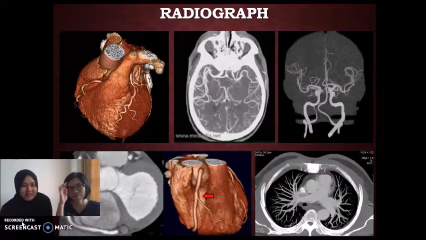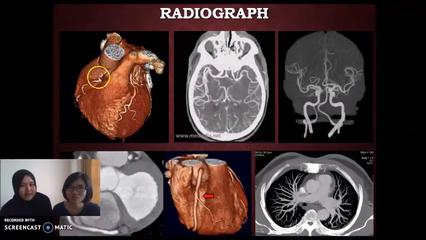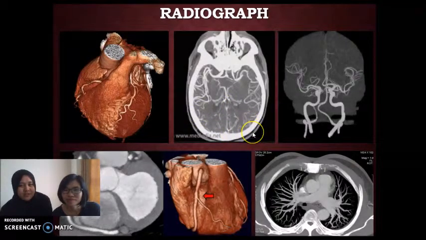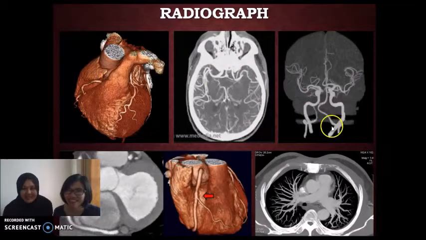Then these are the radiographs of the CT scan. This is the 3D of the heart, which we call calcium scoring. This one is CT cardiac. The second one is the angiography of the brain, so we can see the Circle of Willis, the arteries in the brain. Next, this one is the carotid artery. This one is different, this is also cardiac CT. This is the 3D, so we can see whether the blood supply to the heart is narrowing, whether there is a stenosis.